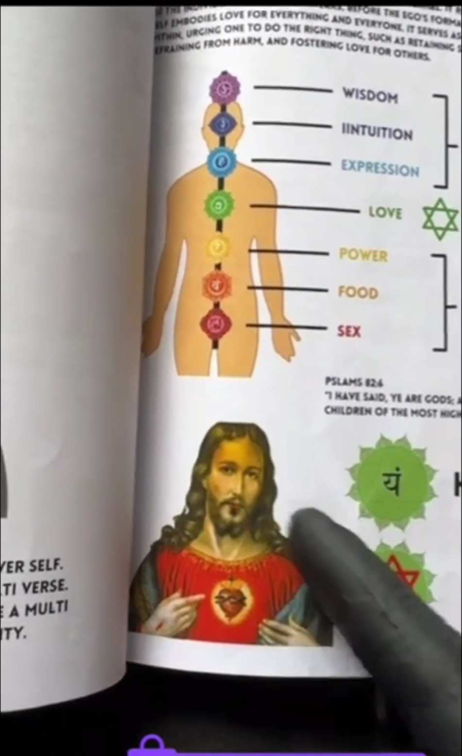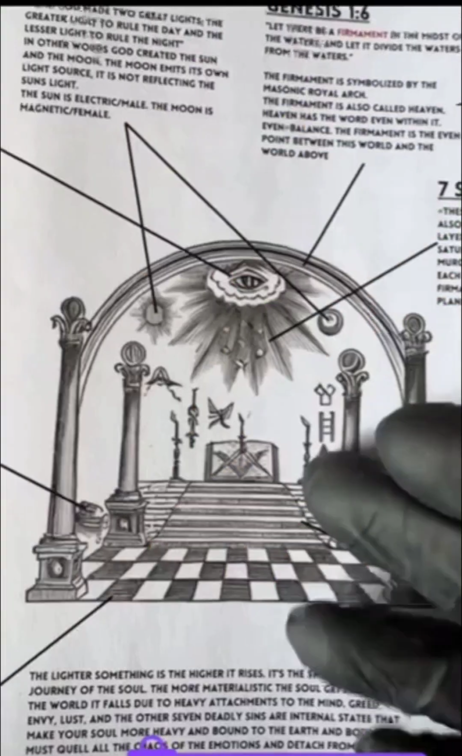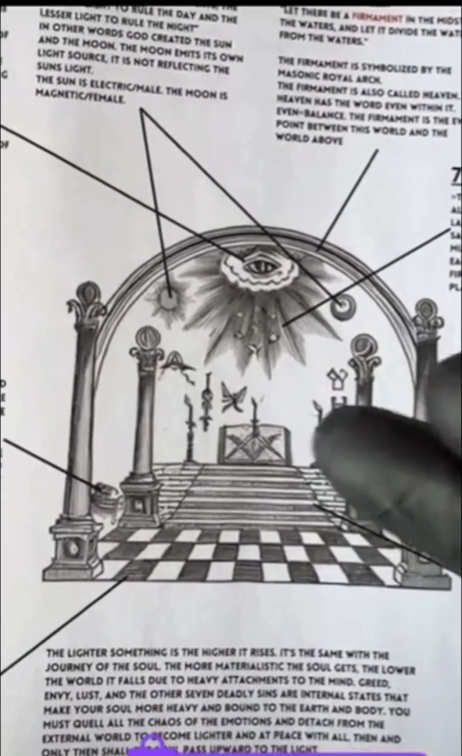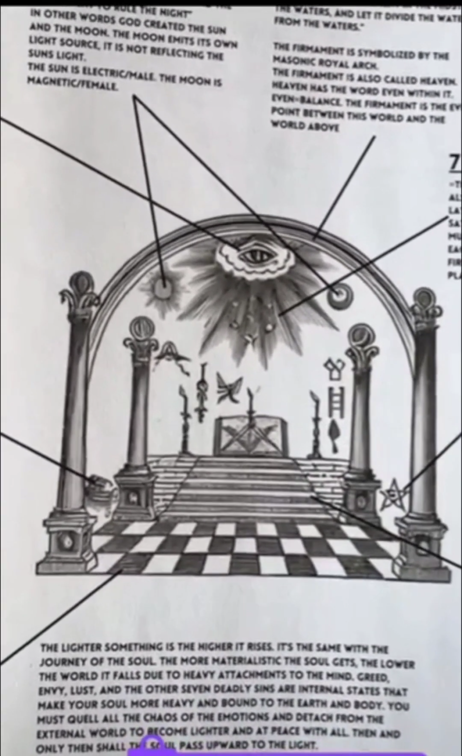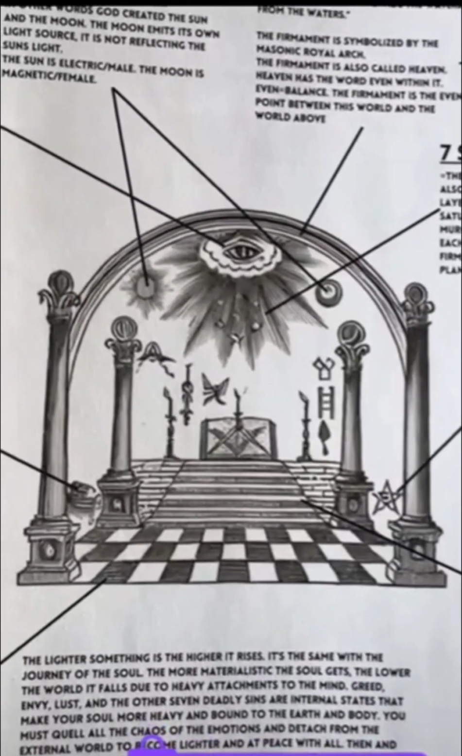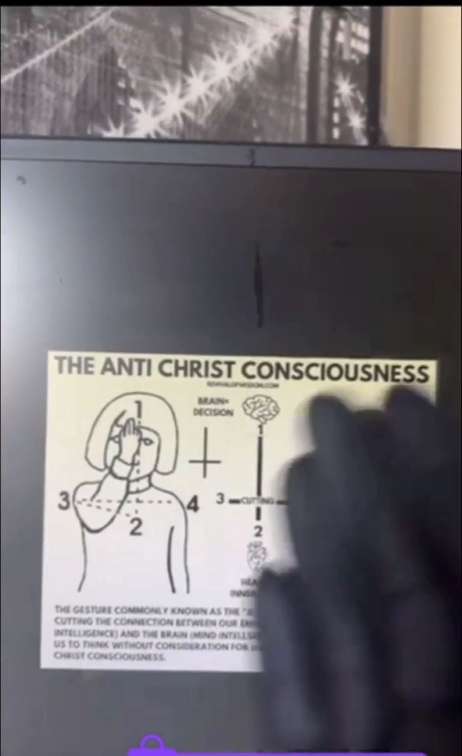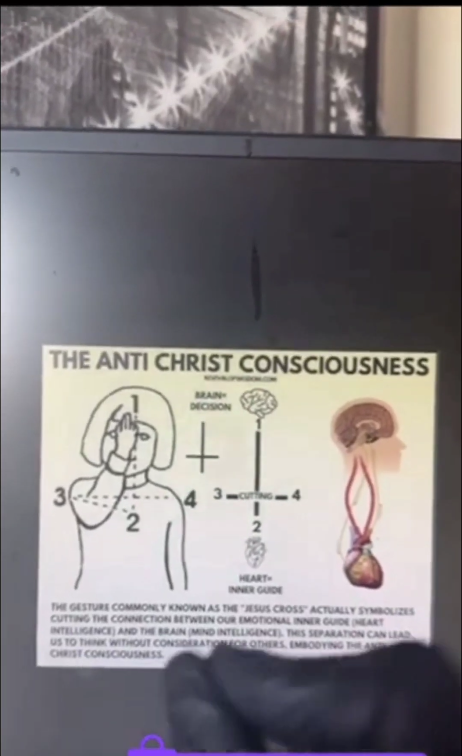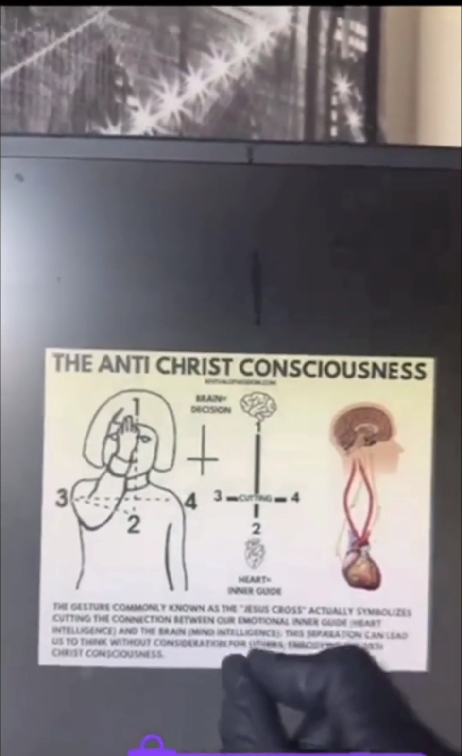And this is why Jesus is always pointing at the heart. In Freemasonry, the heart is symbolized as the book because the heart intelligence is what you need to read to guide you through this life experience. The heart is what tells you what is right and what is wrong. And when you follow your heart long enough, it takes you to your life purpose.